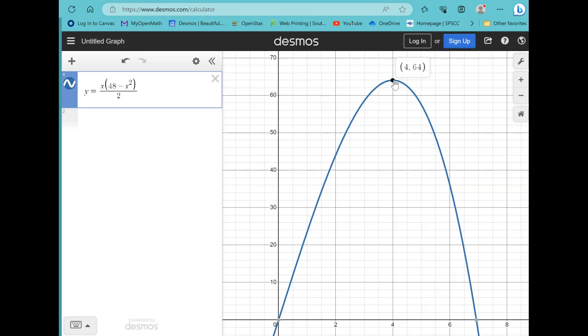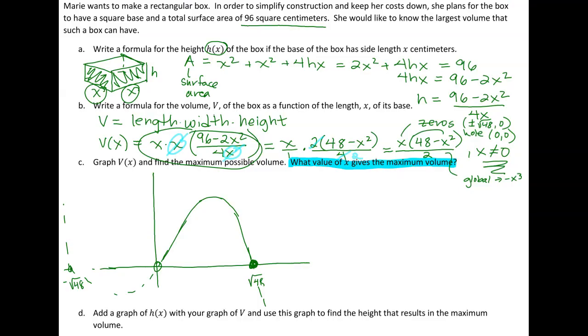Okay, so let's jump back in and answer the question. We found that this was at 64. Oh, I can't write what I'm saying. 64. So what value of x gives the maximum volume? My answer to that would be x equals 4 gives the maximum volume.